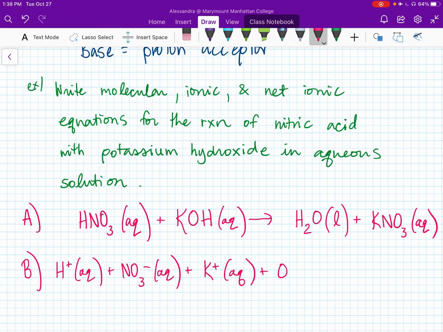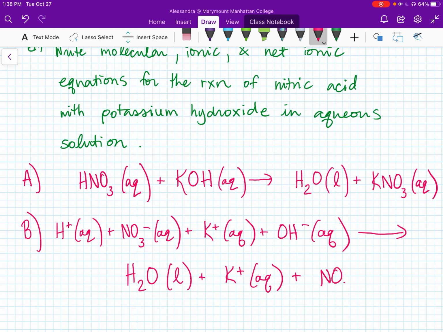Water is water. That's just a liquid. It can't be pulled apart into ions. But the potassium and the nitrate are ionic species that I could write separately like this. So here's the total ionic equation for that acid-base reaction.